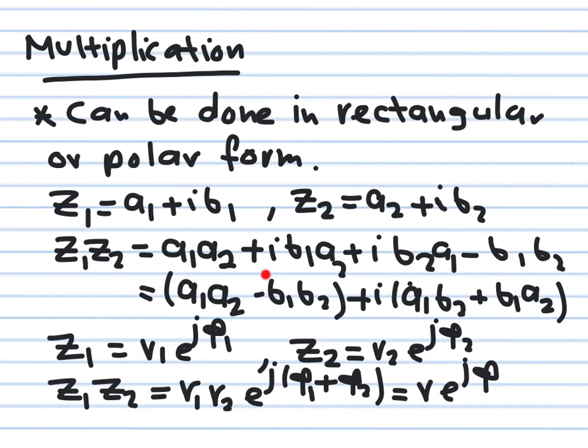So, you got 4 terms. 2 of them are real and 2 of them are imaginary. So, you sum the 2 real parts: a1 a2 minus b1 b2. And you sum the 2 imaginary parts: a1 b2 plus b1 a2.